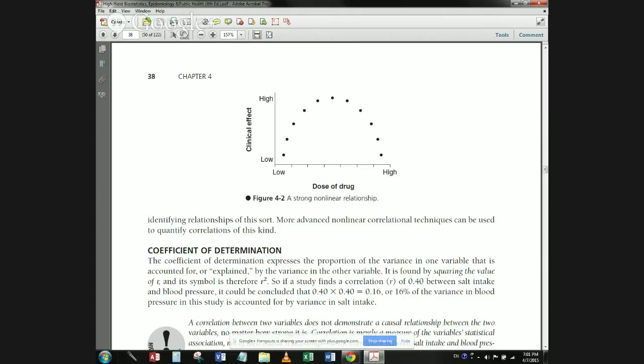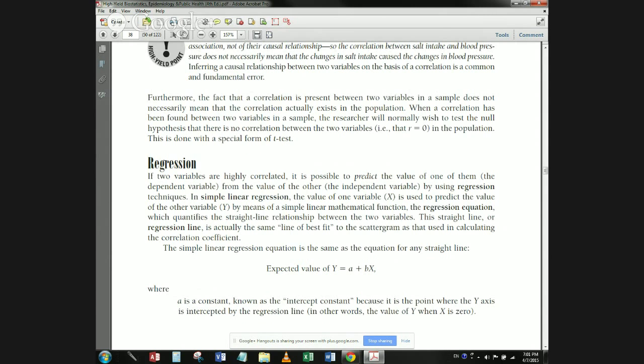A correlation between two variables does not demonstrate a causal relationship between the two variables, no matter how strong it is. Correlation is merely a measure of the variables' statistical association, not of their causal relationship. So the correlation between salt intake and blood pressure does not necessarily mean that the changes in salt intake caused the changes in blood pressure. Inferring a causal relationship between two variables on the basis of a correlation is a common and fundamental error.